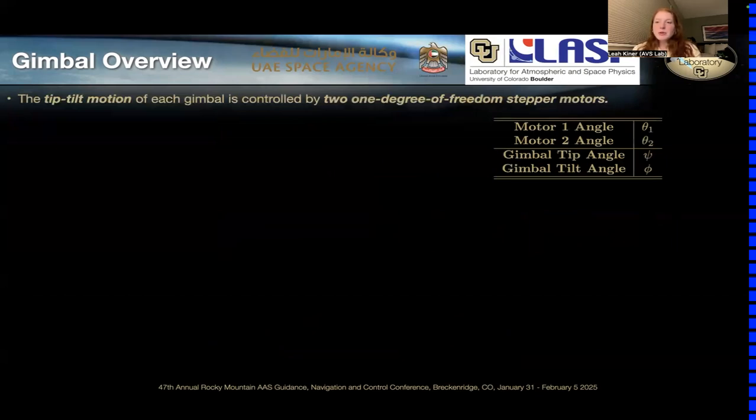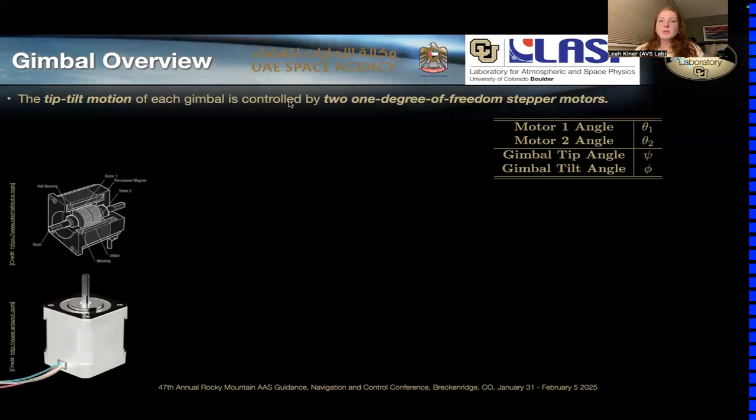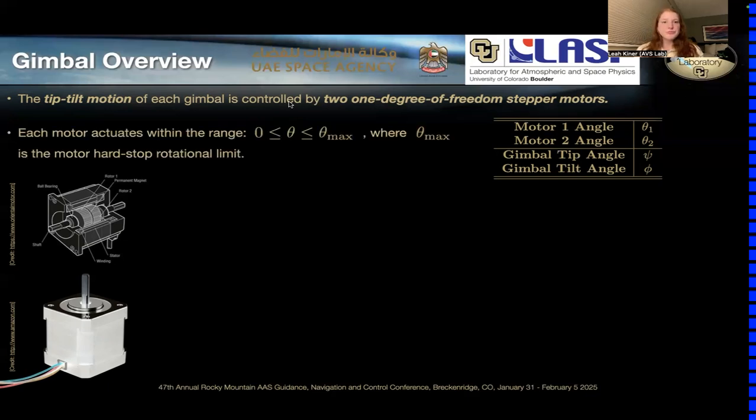And so next, the tip-tilt motion of each gimbal is controlled by 2 1-degree of freedom stepper motors. And what's important to note here is that for this mission, in order to resolve the attitude of each gimbal, we only have the knowledge of the current step counts or the positions of these stepper motors. And so the stepper motors can be commanded individually or simultaneously to actuate the gimbal thrust axis through its allowable range of motion. And so each motor actuates within a specified range, so they don't have a full 360-degree allowable range of motion. They have an upper limit, which is a hard stop rotational limit.